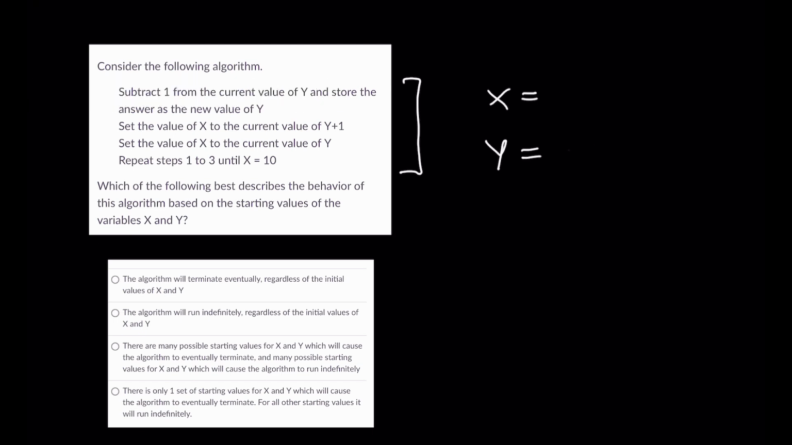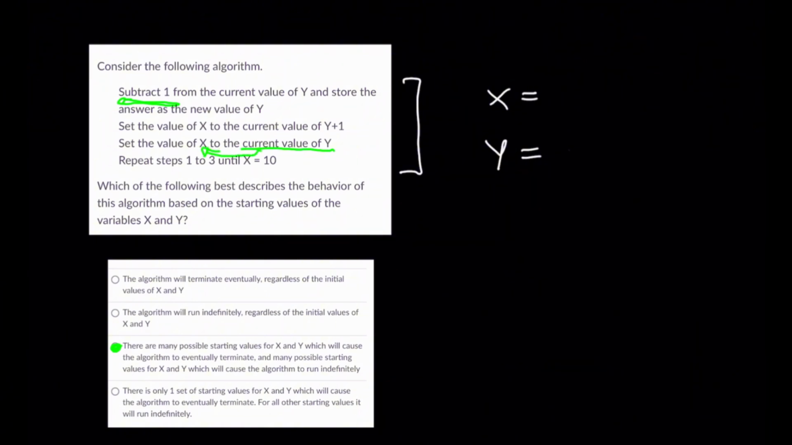Okay, so the answer would be C. There are many possible starting values of x and y which will cause the algorithm to eventually terminate, which also means work, and many possible starting values of x and y which will cause the algorithm to run infinitely, like it will just keep running. It will never get to x equals 10. It will never stop. It will just keep repeating because x will never equal 10. That's the correct answer because we're subtracting 1 from y and we're always setting the current value of y to x.